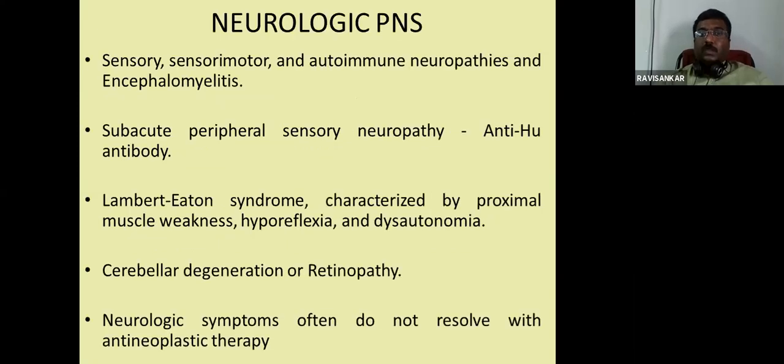There are various neurological paraneoplastic syndromes that can occur with small cell lung cancer, particularly neuropathies. It can be sensory motor, or autoimmune neuropathies. Usually, these endocrine paraneoplastic syndromes have some response to the anti-neoplastic treatment, but non-neurological paraneoplastic syndromes, many of them, are considered to be an irreparable process.